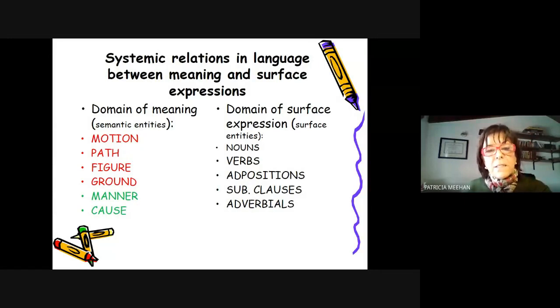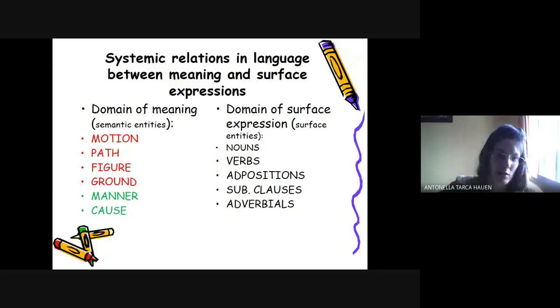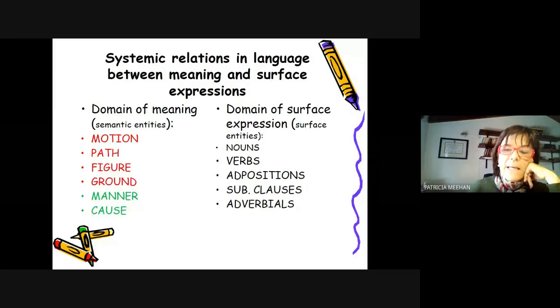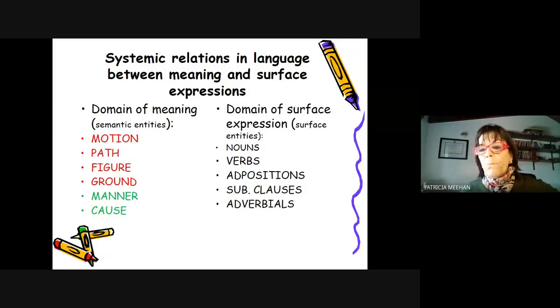Okay, now, why do you think that in this presentation I have used the color red for motion, path, figure, and ground, but I have used a different color for manner and cause? Any hint? Because the red entities are compulsory. Excellent. They are always present in a motion event. Now that we are analyzing motion events from the point of view of the lexicalization patterns theory, I go back to the metaphor of glasses that I always use with you, my undergraduate dear students.